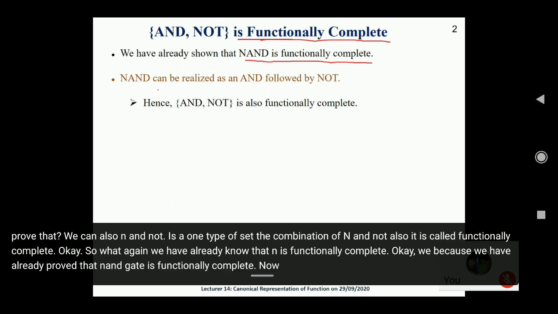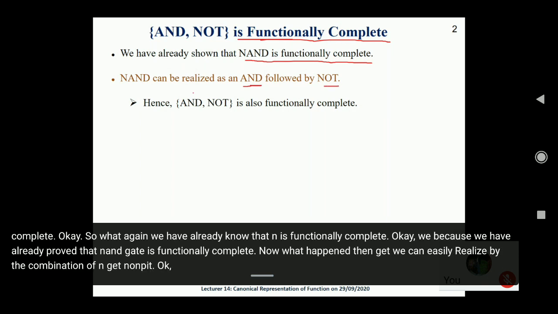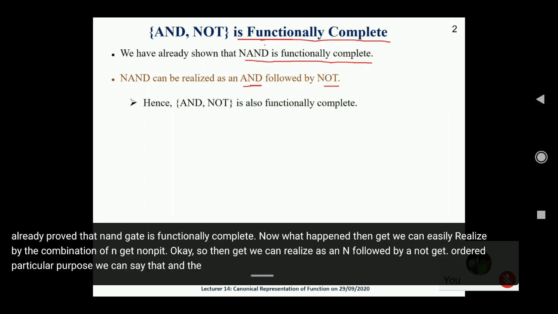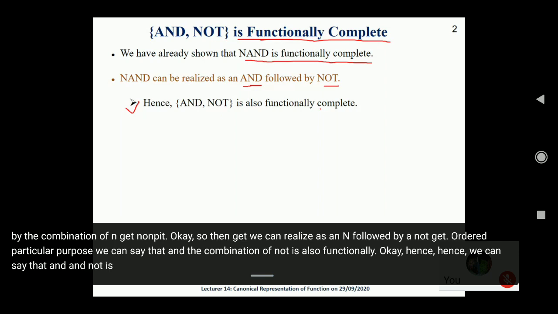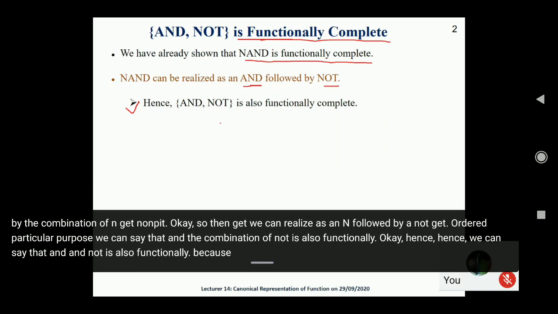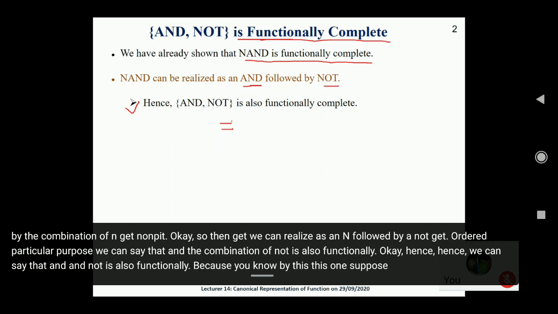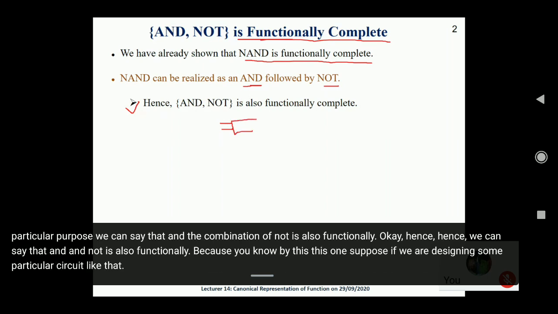NAND gate we can easily realize by the combination of AND gate and NOT gate. So NAND gate we can realize as an AND followed by a NOT gate. For that purpose, we can say that the combination of AND and NOT is also functionally complete. Suppose we are designing a circuit like this: this is the AND gate.